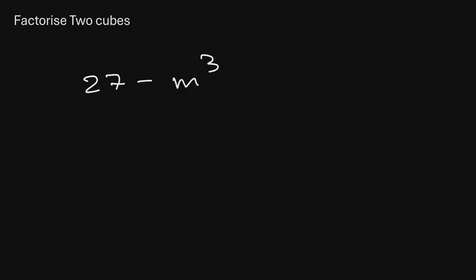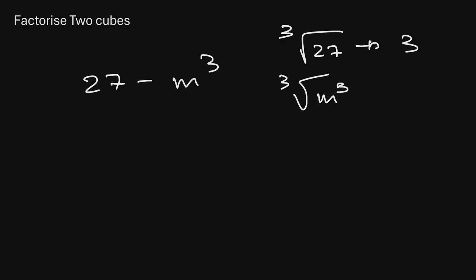The first thing that we do, we check if these two numbers are perfect cubes. So you're going to put 27 into a cube root. If you say the cube root of 27, the answer that you get is 3. So 27 is a perfect cube. Now you do the very same thing with m: the cube root of m cubed. This will cancel that, and therefore you have m. So both of them are two cubes.